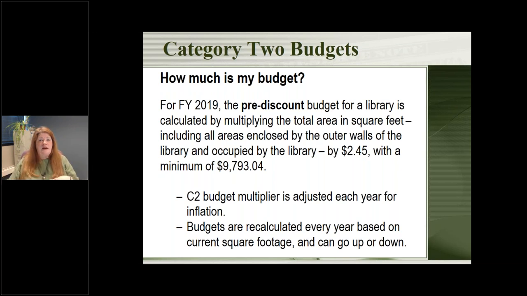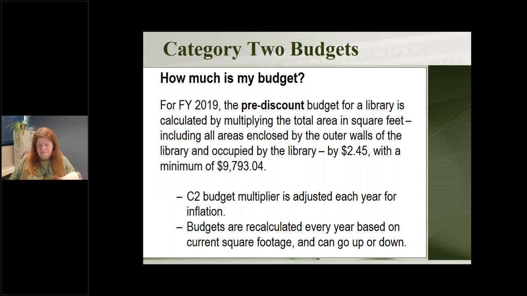The budget can be recalculated every year if the size of your library changes. So you aren't locked into the amount you have for the whole 5 years. If you do have an expansion, hopefully your library getting bigger, not smaller. So if you are building a new building that is larger than your current one, and you move into it within that 5 years, or doing an expansion or something, your budget can be recalculated in the middle of that 5 years, raising your budget based on your new size of the building.